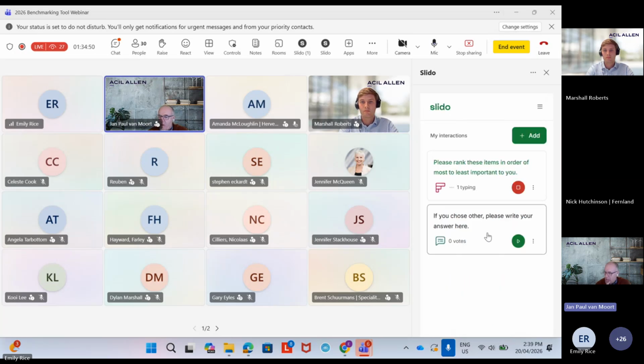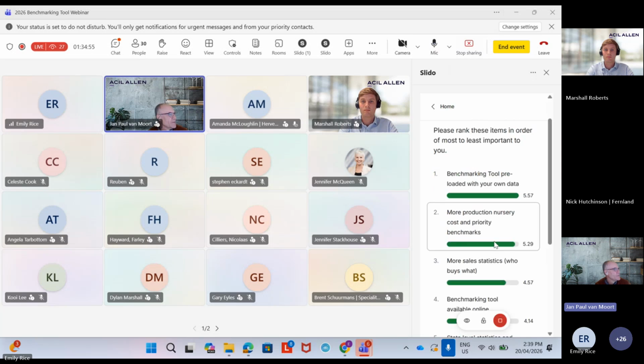So we understand, obviously, preloaded and online pretty well. And I saw that one was actually more benchmarks on nursery costs and priorities. For the people who had listed that as a priority, could you tell us the specific priorities or costs that you'd like us to investigate in particular?